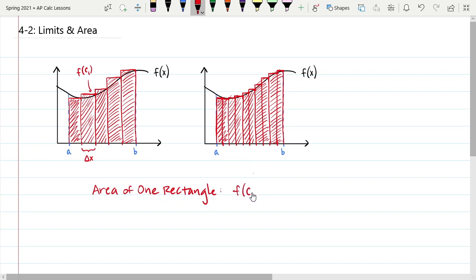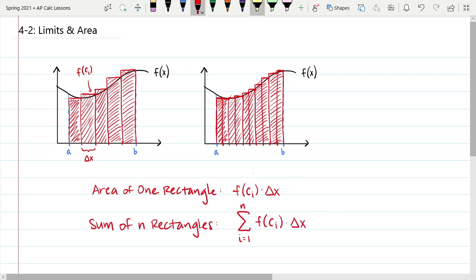So f of c sub I is the height times delta x, which is the base. But remember, to find the area, we're adding up all of these rectangles. And remember, if I'm adding up a sequence of numbers, that's the summation. So if I want to find the sum of n rectangles, then what I'm really talking about is the summation from I equals 1 up to n of those rectangle areas. So f of c sub I times delta x.